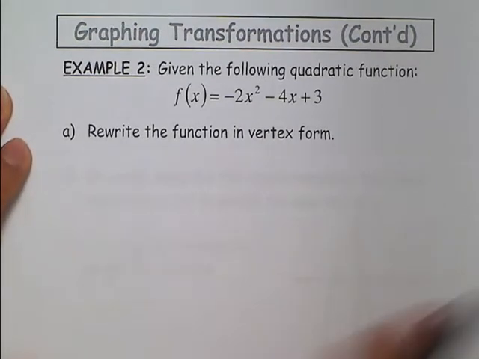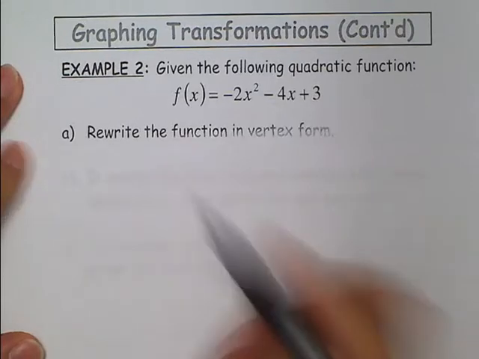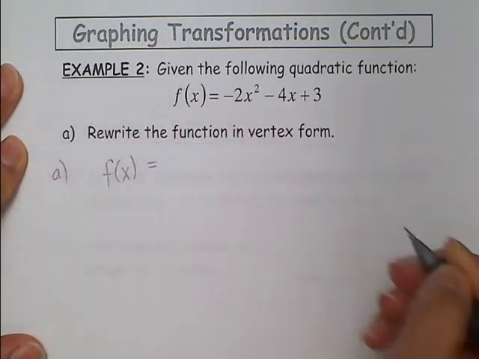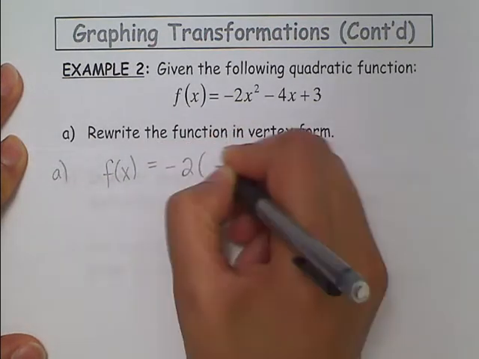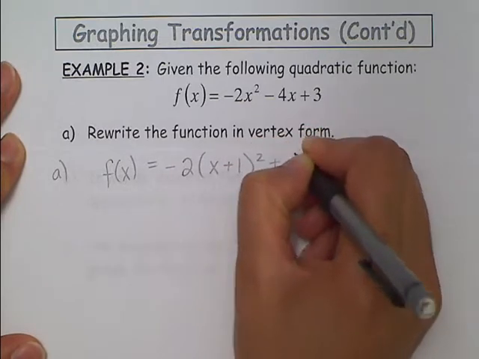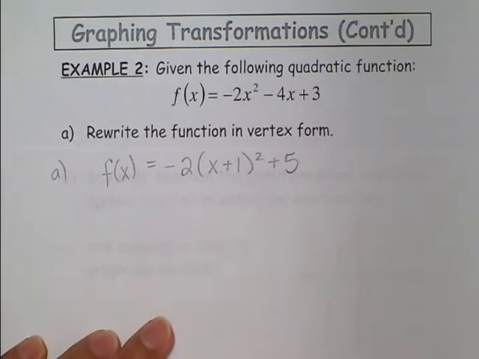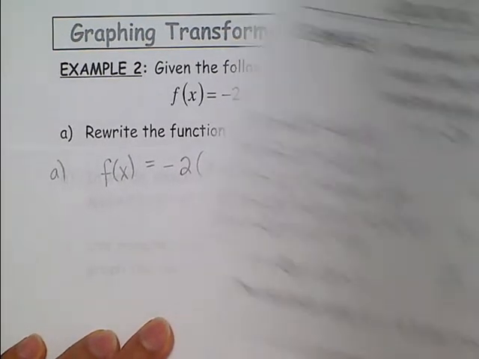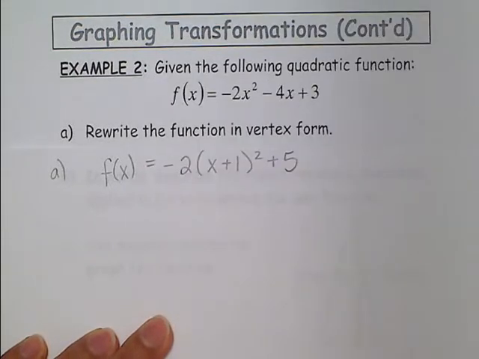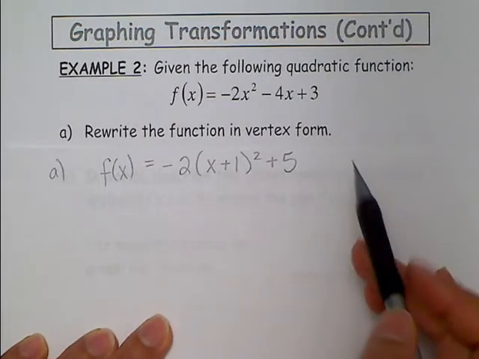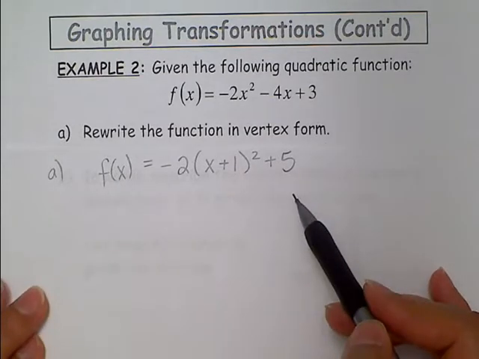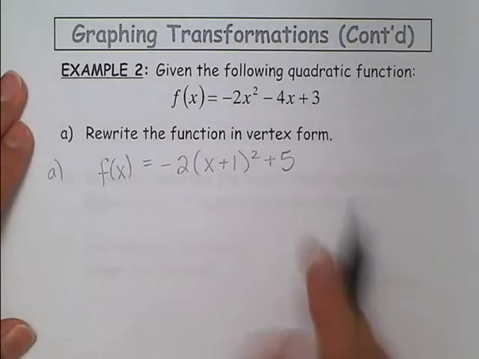So if you think back to what the equation was in vertex form, I believe it was f(x) = -2(x + 1)² + 5. I'm just going to check to make sure this is right. And it is. So -2(x + 1)² + 5. So I did that intentionally. What I want you to recognize is if the equation is in standard form, you cannot use mapping notation. You have to make sure it's in vertex form first. So part A is done for us.